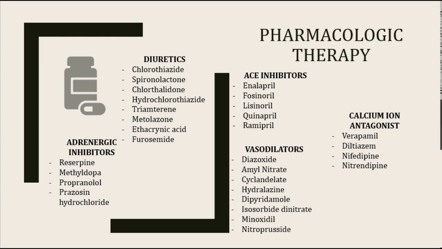ACE inhibitors may be used for afterload reduction. These drugs inhibit angiotensin converting enzymes and prevent the conversion of angiotensin 1 to angiotensin 2, and are able to decrease the workload of the left ventricle to improve cardiac output, contraindicated in hyperkalemic and shock state. And lastly, the vasodilators, which are used to relax vascular smooth muscles, decrease preload and afterload, decrease oxygen demand, decrease systemic vascular resistance, and increase venous capacitance.